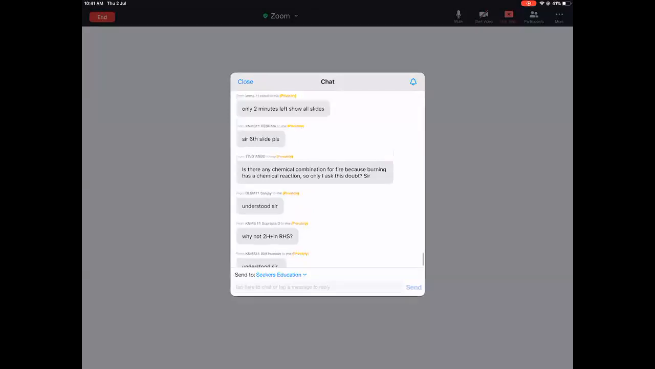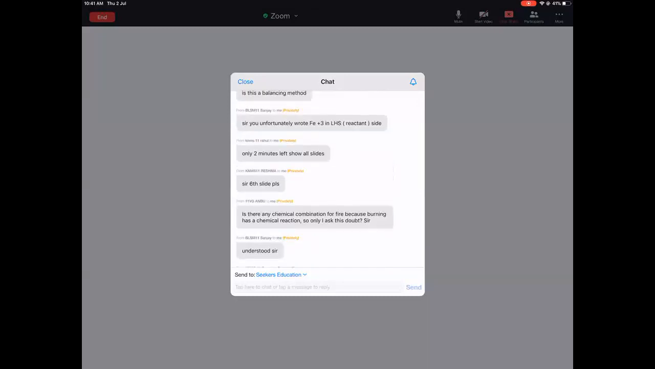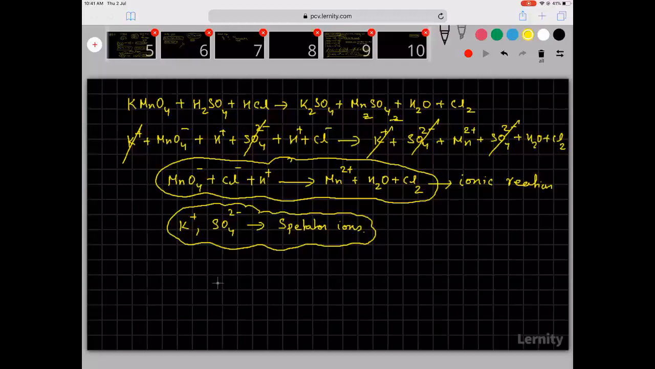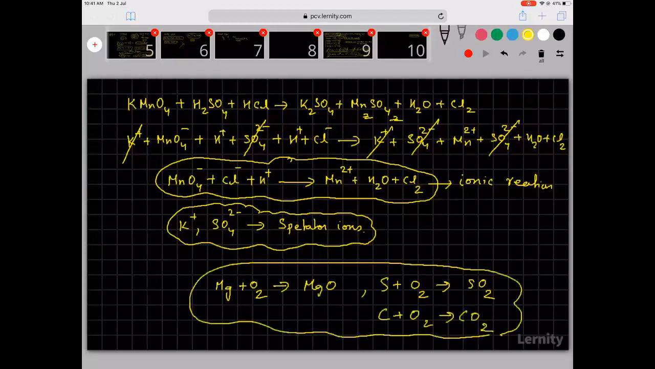Yes, everywhere there is a burning, there is a chemical reaction for it. When you buy sparklers, the reactions taking place are Mg plus O2 gives you MgO, sulfur plus O2 gives SO2, carbon plus O2 gives CO2. So these are the reactions taking place when you burn sparklers.